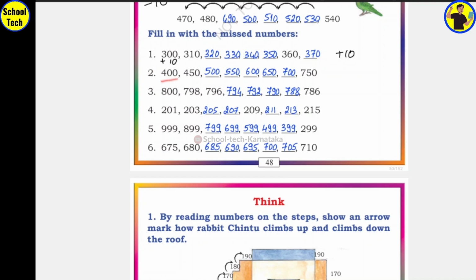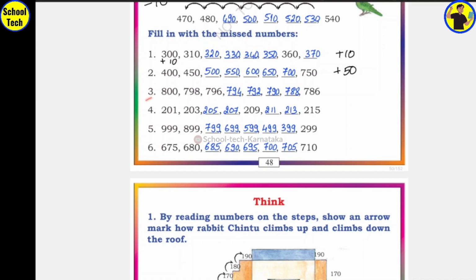The first given number is 400. Then we have 450. If we add 50 to 400, we get 450. We are jumping 50 steps at a time forwards. So 400 plus 50, 450. 450 plus 50, 500. The next number is 550, 600, 650, 700, 750.